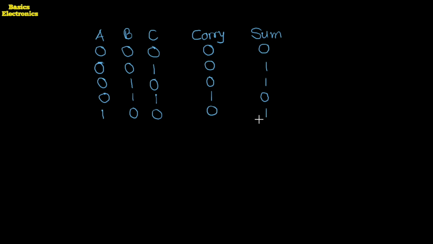If we apply the same inputs to the logical circuit which we had seen earlier, we get the same output. Okay, the next combination we can consider is A equals 1, B equals 0 and now C equals 1. We get here carry equals 1 and sum equals 0. The next combination is A equals 1, B equals 1 and C equals 0. We get here carry equals 1 and sum equals 0.